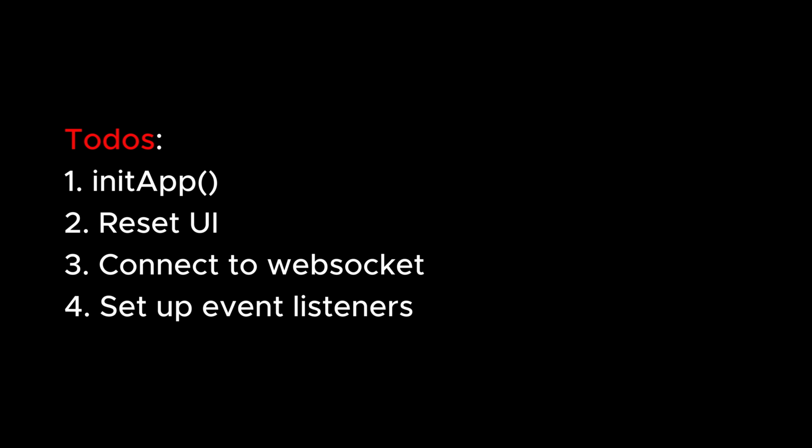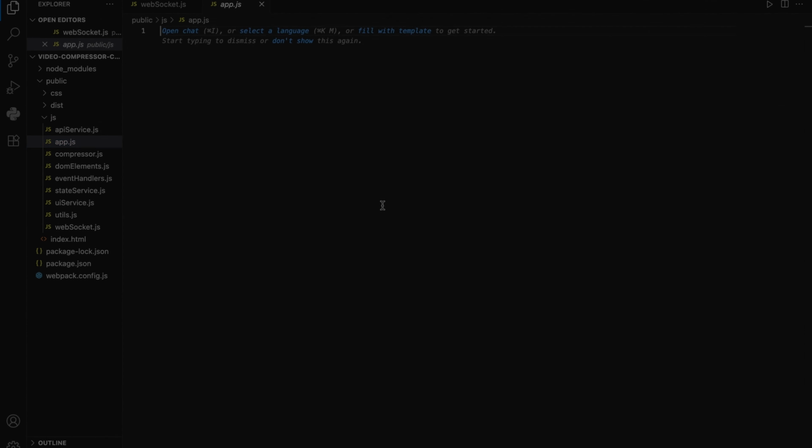Then the next thing we are going to do, when this method is initialized, is reset the UI to a clean state. It will then connect to WebSocket for real-time progress updates. And finally, the method will set up all the event listeners. All this is to ensure that the app starts with a clean state and proper WebSocket connection. So let's quickly implement this method.